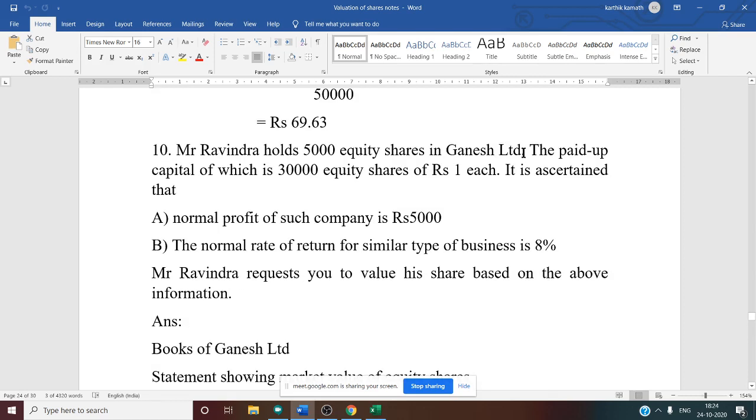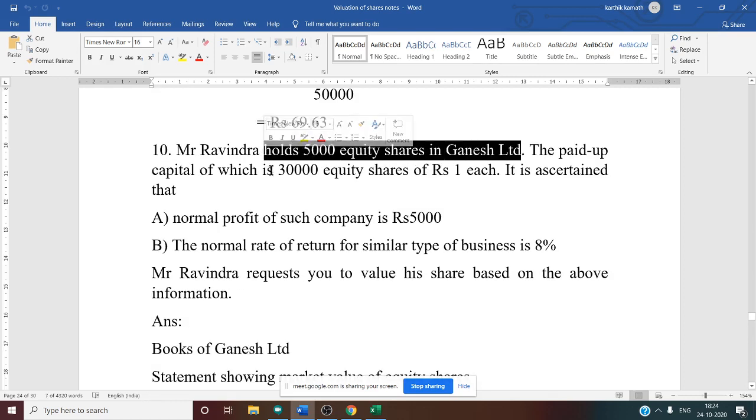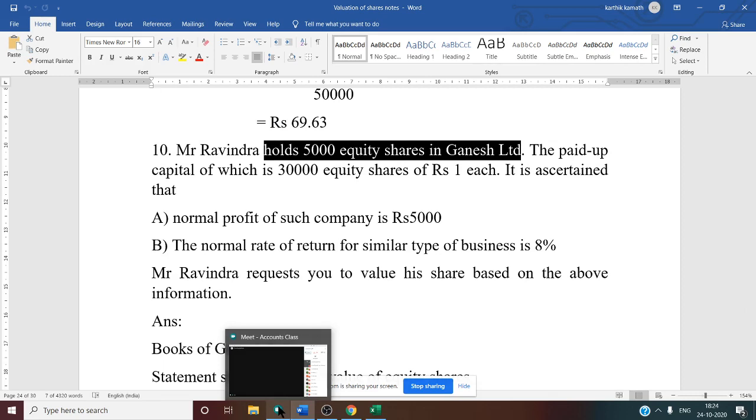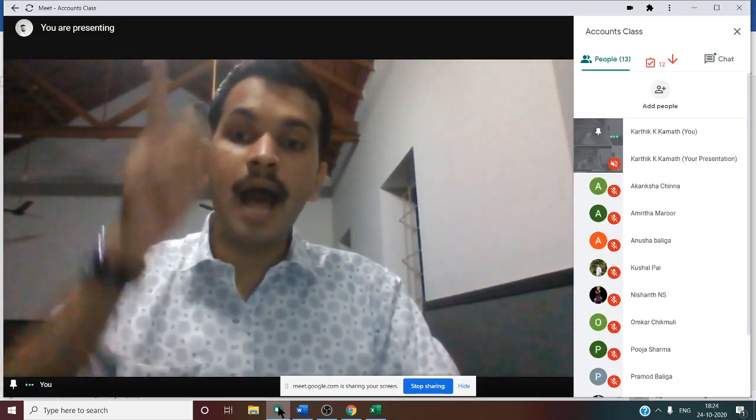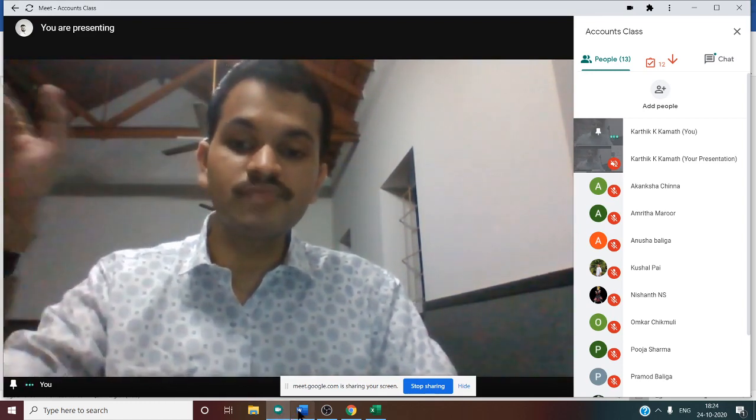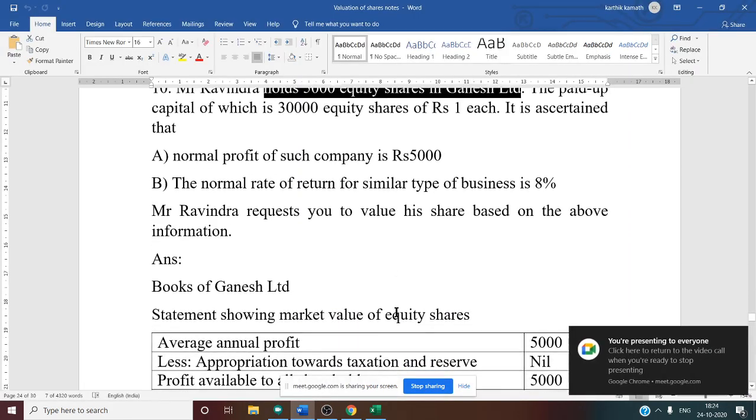Ravindra holds 5,000 equity shares. So now we got the value of one share. Now we want the answer for the 5,000 shares of Mr. Ravindra. So how to calculate that?